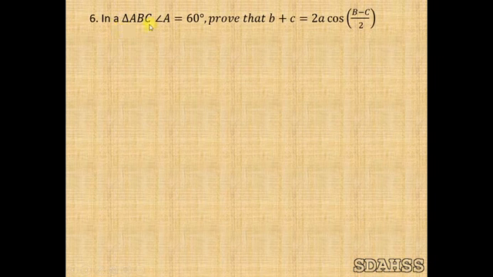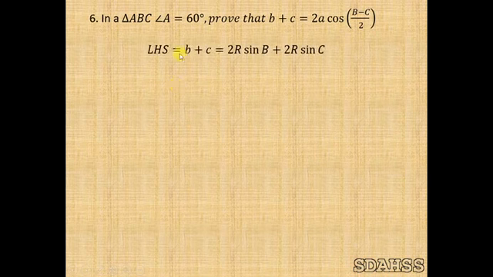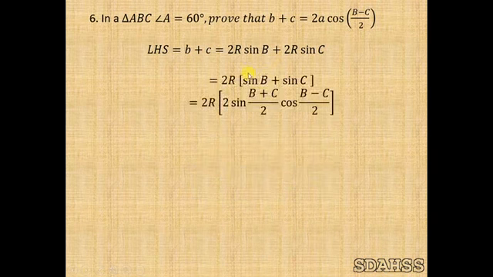Sixth sum. In a triangle ABC, angle A is equal to 60 degrees. Prove that b plus c is equal to 2a cos (B minus C) by 2. Consider the LHS. The LHS is b plus c, which is equal to, in the place of b and c, use the sine formula. That is 2R sin B plus 2R sin C. Here 2R is common, so take it outside. Remaining you have sin B plus sin C, which is equal to 2R. Use the sin C plus sin D formula. Sin C plus sin D means 2 sin (C plus D) by 2 into cos (C minus D) by 2.